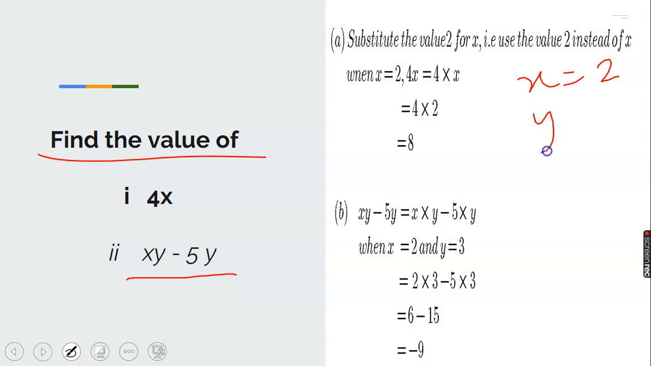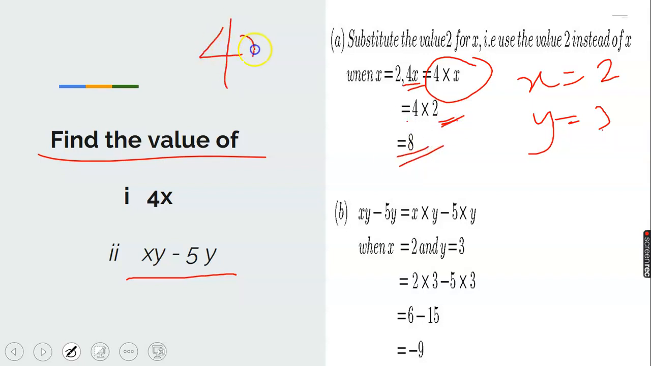and y to be equals to 3. Now, look at this equation, we only have x. That means we have 4x. That will be 4 times x. Instead of x, you replace x with 2. Look at the 2 here. 4 times 2 equals to 8.